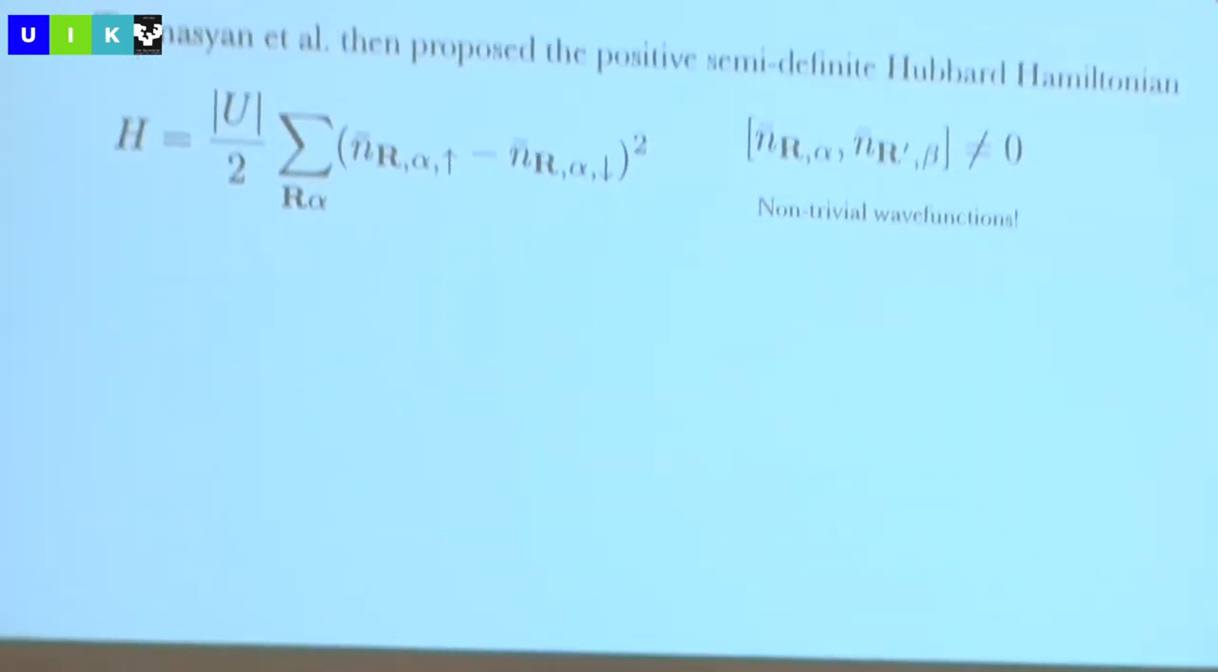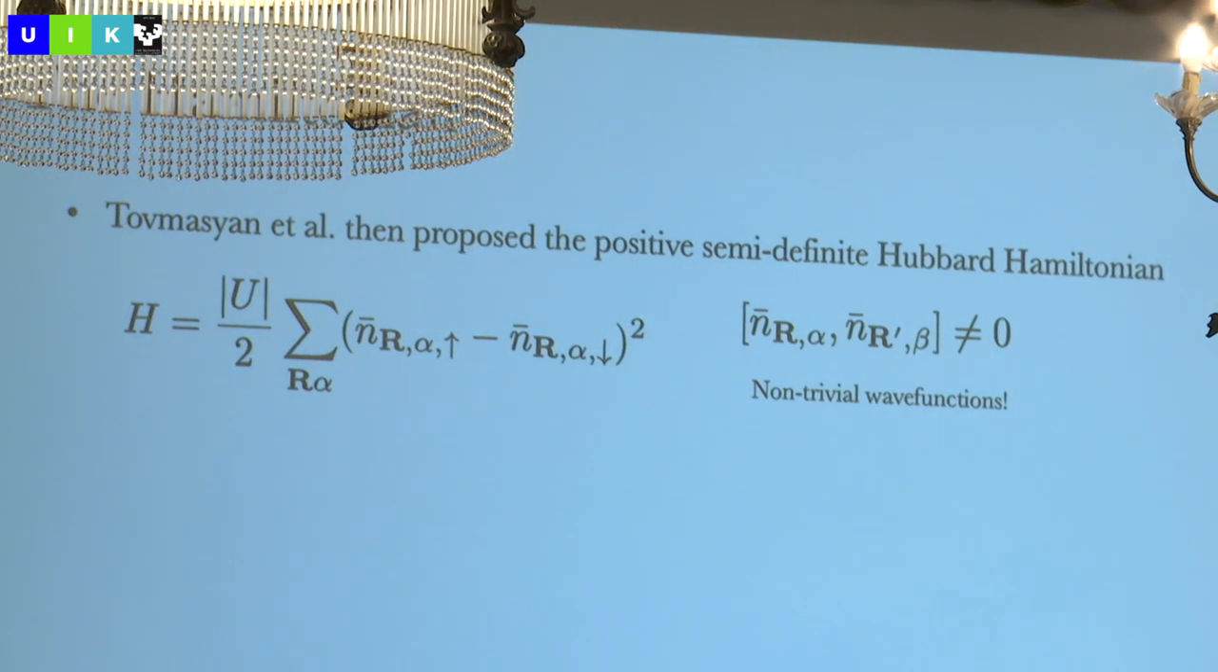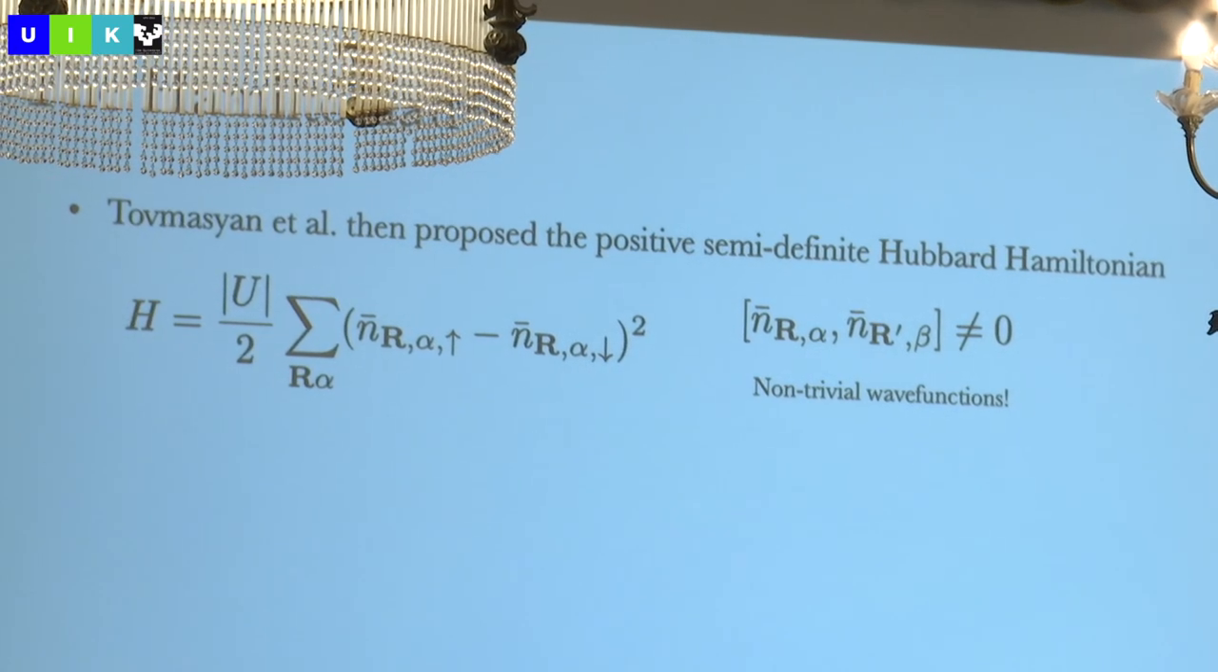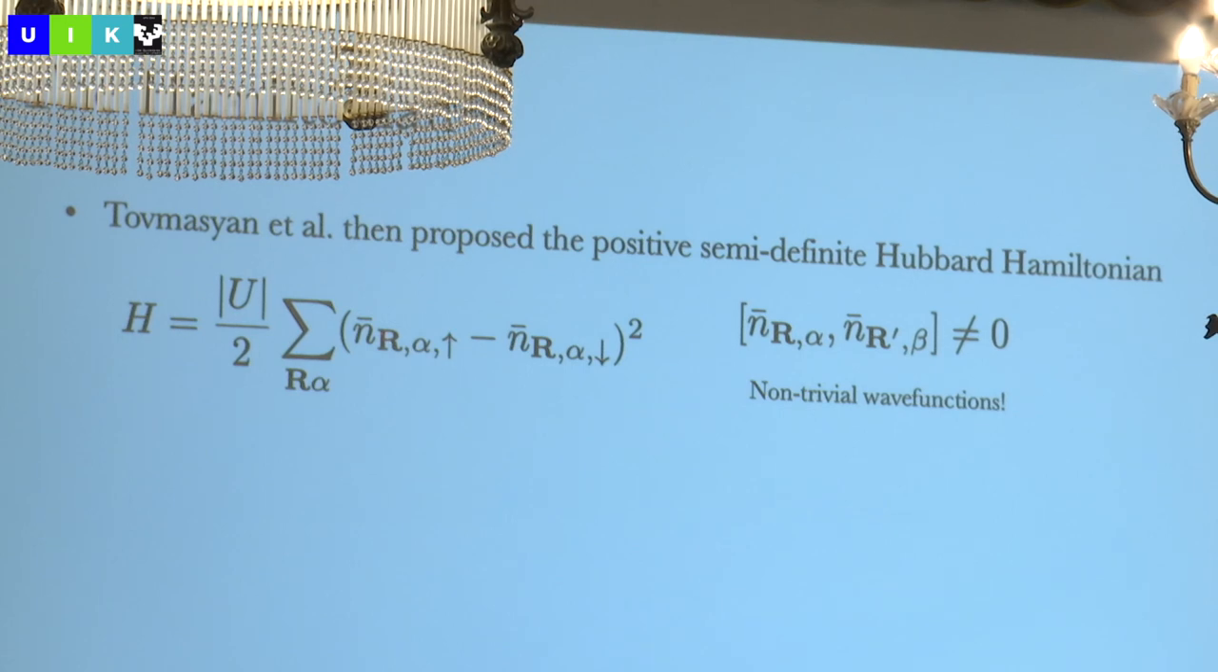Now I'm going to define a Hamiltonian that's very special. And this is not us who defined this Hamiltonian. It's Sebastian Huber, Pavitra, and Tov Masian.